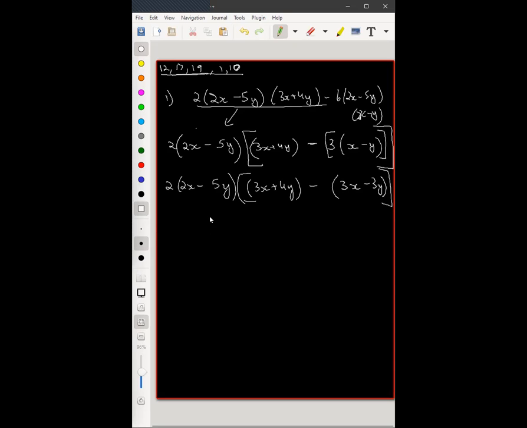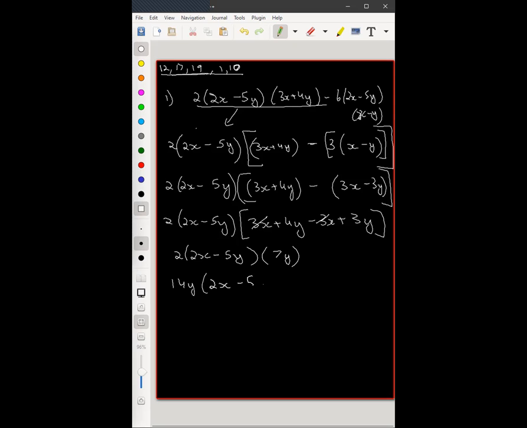All right. Then 2 into 2x minus 5y, again brackets, 3x plus 4y minus 3x plus 3y. So 3x and 3x get cancelled. Then what are we left with? 2 multiplied by 2x minus 5y and into 7y, which is nothing but 14y into 2x minus 5y. Everyone clear on this?